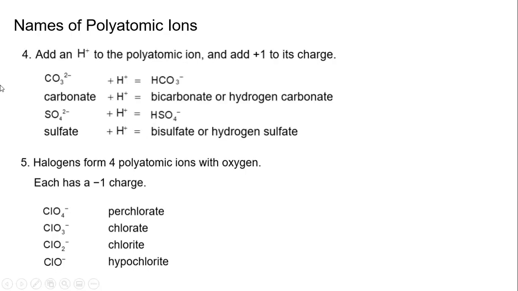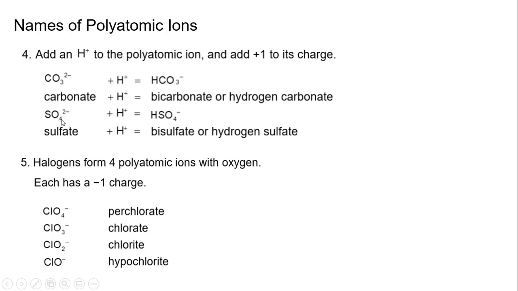All right, now to make it even more complicated, let's start with carbonate. So this is carbonate right here. It has a 2- charge, but if we add a proton to it, that reduces this charge. So now it's a 1- charge because we added a proton to it. And we also have to change the name. So carbonate by itself is this, but when we add a hydrogen, it's either bicarbonate or hydrogen carbonate. Both of these names work, and you need to know that that's what this is reflective of.